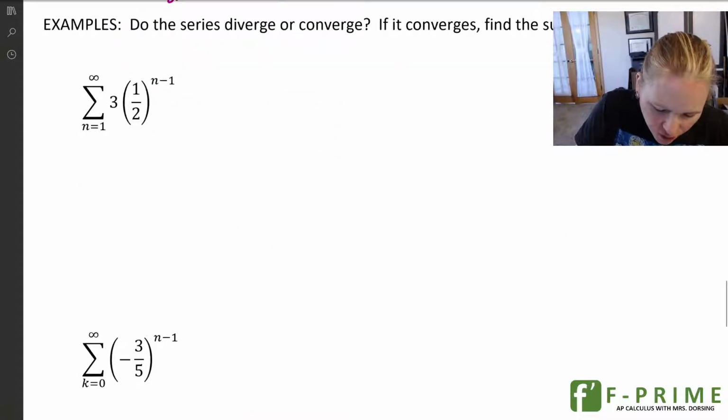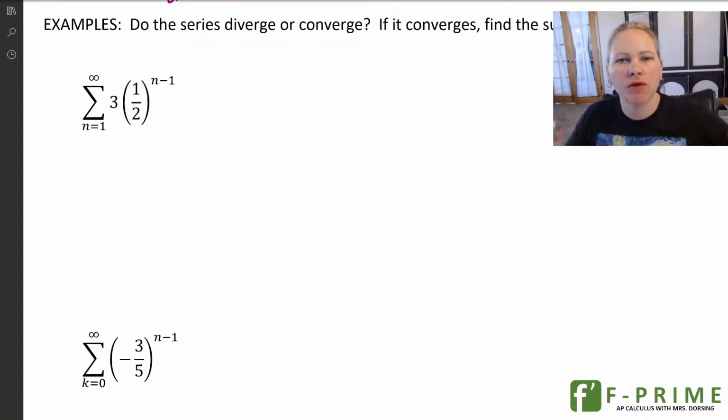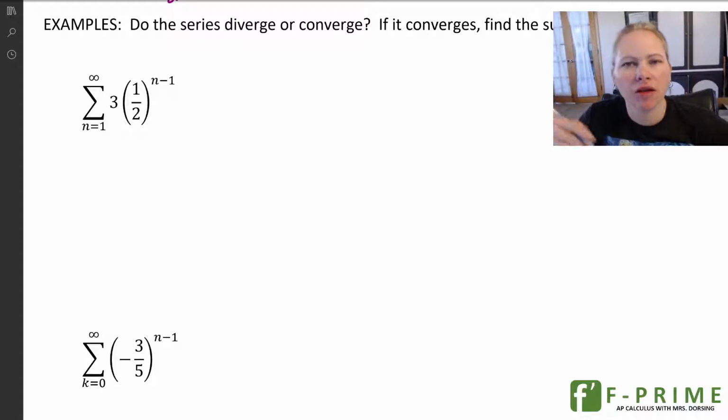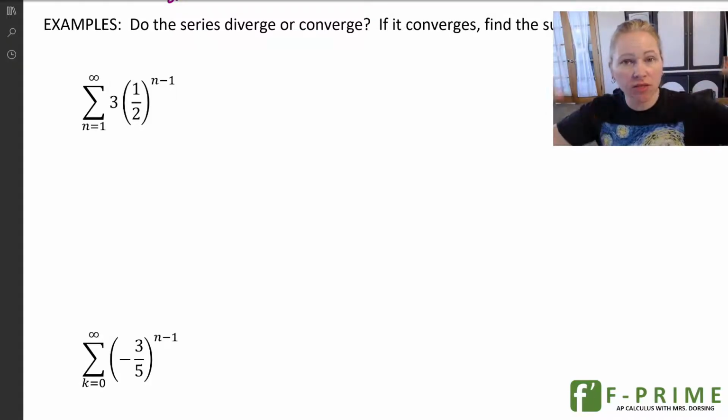First things first, the nth term test is always what we want to use. On the nth term test, is this limit going to approach 0? Well, I'm taking 1/2 and raising it to a bigger and bigger power. Because 1/2 is less than 1, something smaller than 1 raised to a bigger and bigger power is just going to get smaller. So you're going to be multiplying by a smaller and smaller quantity. It passes the nth term test, which means I need to do something else to prove that it converges.